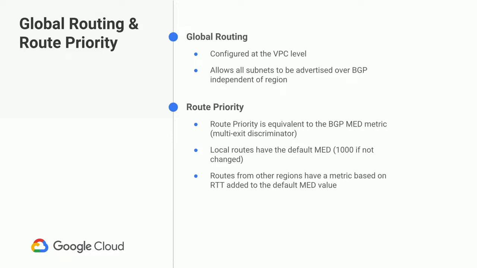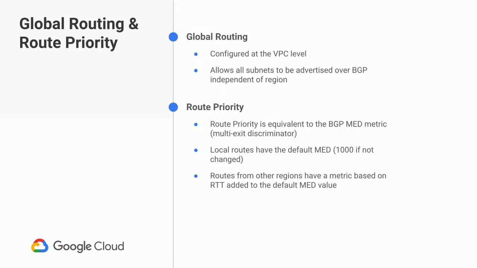So for example, you could advertise the default 1,000 out of the interconnect, and then you could advertise all the same routes with, say, a 2,000 out of the VPN tunnel. And that way, when your router sees those two connections, it's always going to prefer the interconnect. But in the event that the interconnect fails, it's automatically going to fail over to the VPN.